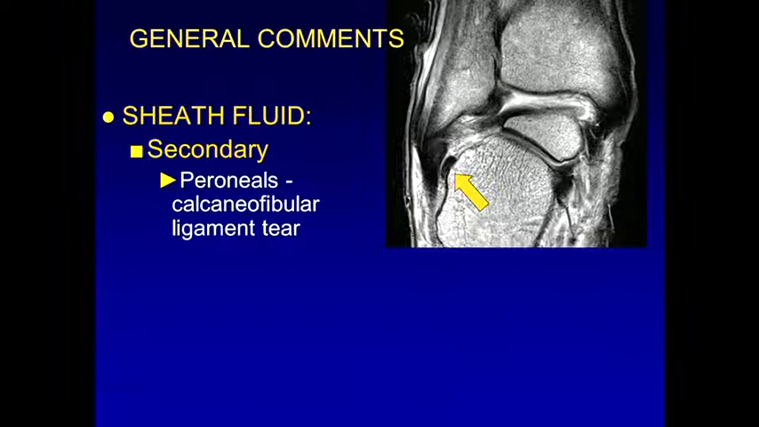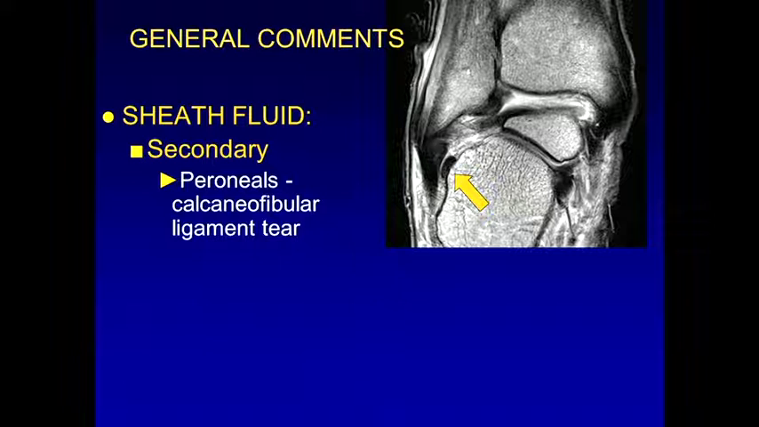Another thing to keep in mind is that tendon sheath fluid may be associated with adjacent abnormalities of soft tissue structures. So, for example, the peroneal tendons are in close proximity to the calcaneofibular ligament. When you have tears of the calcaneofibular ligament, this can cause fluid to extend into the peroneal tendon sheath.